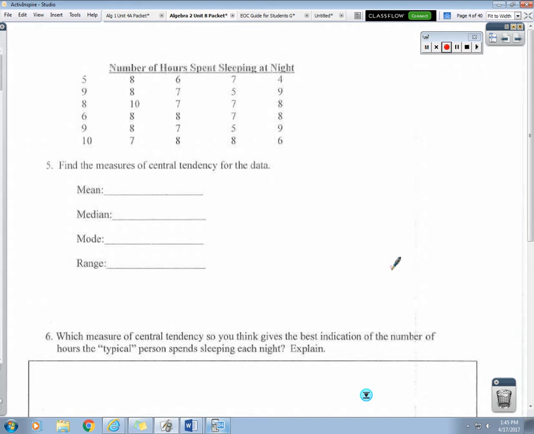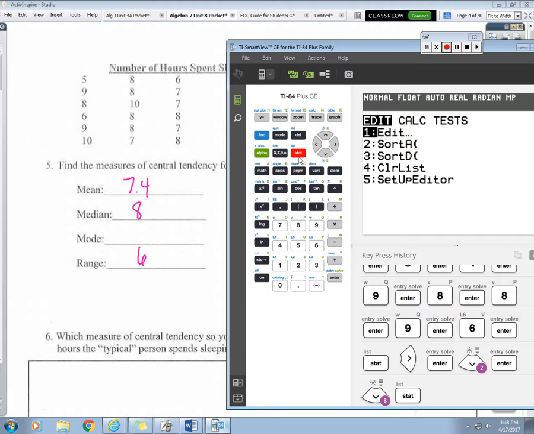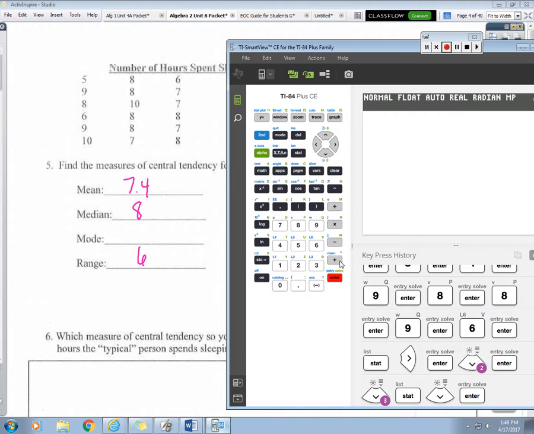Okay, next page. Find the measures of central tendency for the data. So for this one, you're definitely going to want to use the calculator. But once you get the list typed in, I'm going to show you something else you can do that will help you identify the mode quicker, since there's so many. You can go to stats, and then we're going to sort them. So go down to number 2 and hit enter. Okay, and that should pop up on your screen.